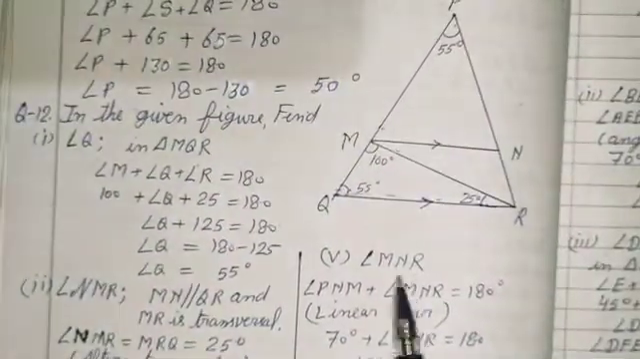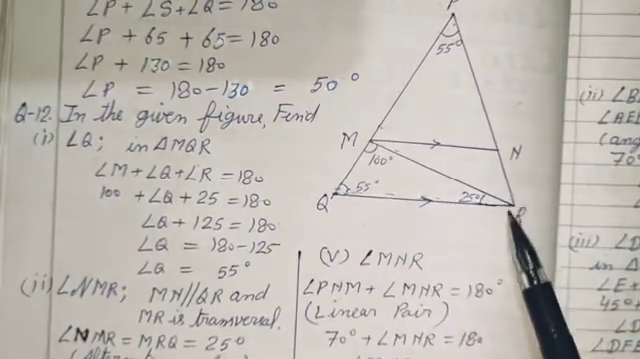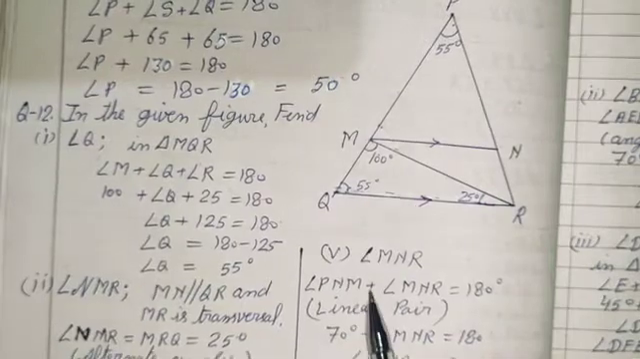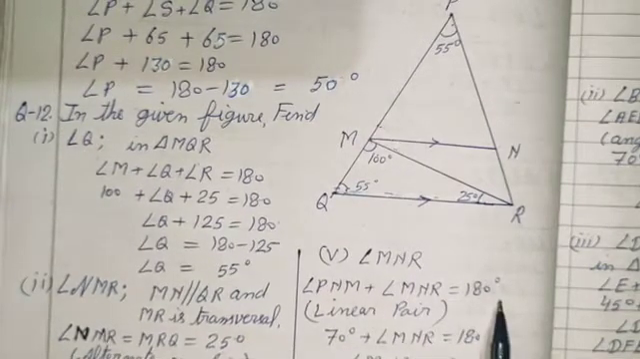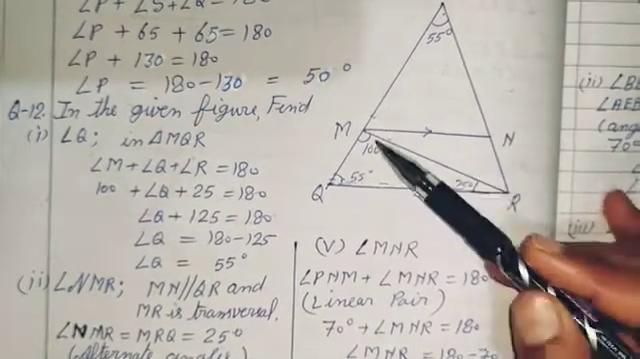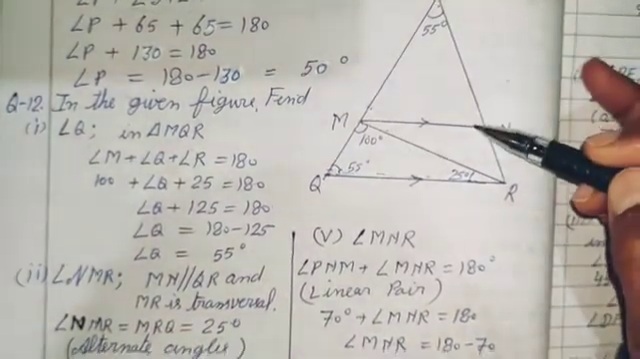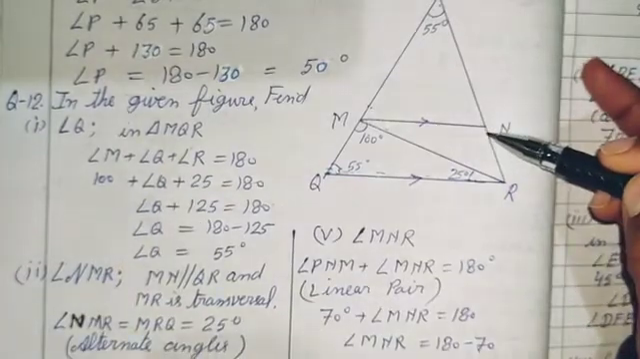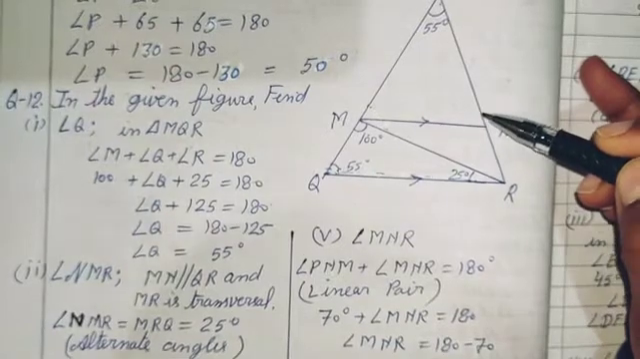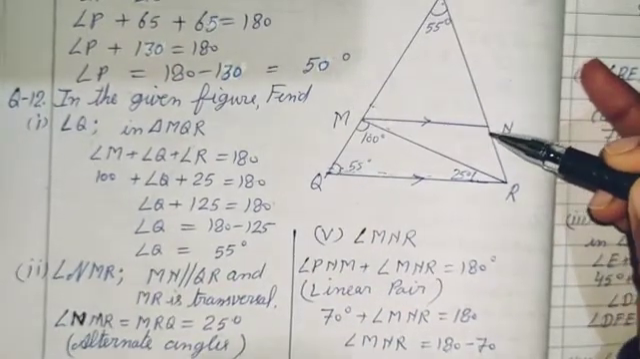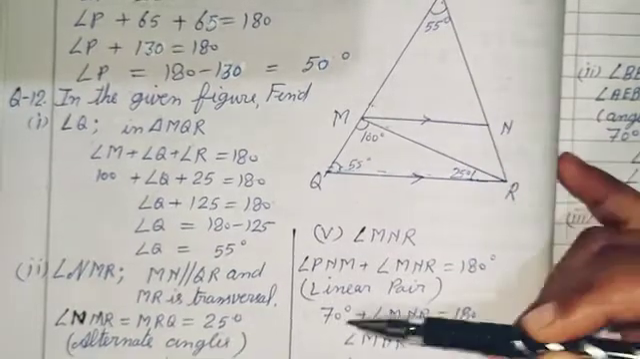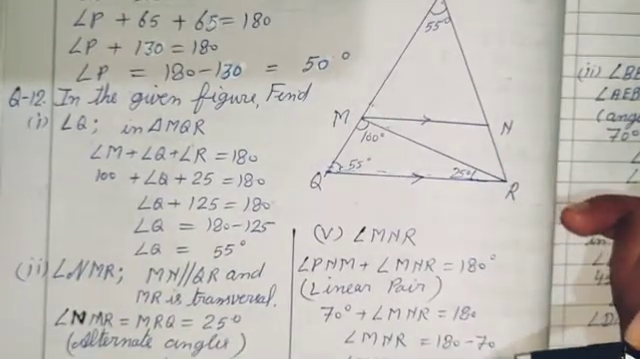Now fifth part, MNR. We have to find this angle now. Since angle PNM and angle MNR, this angle and this angle, are forming a linear pair of angles, they sum to 180 degrees. We have calculated this angle in the fourth part. It is 70 degrees. So we can find this angle by putting them together equals 180 degrees. This angle is 70. 70 plus MNR, so MNR equals 110 degrees.